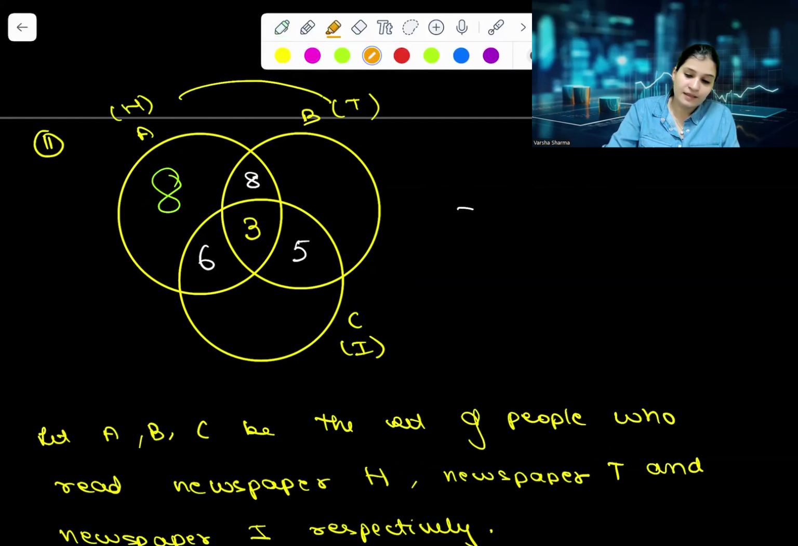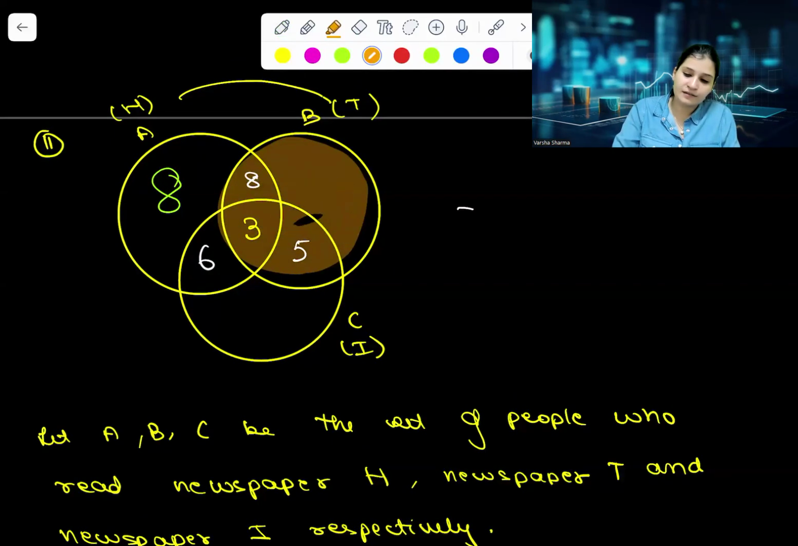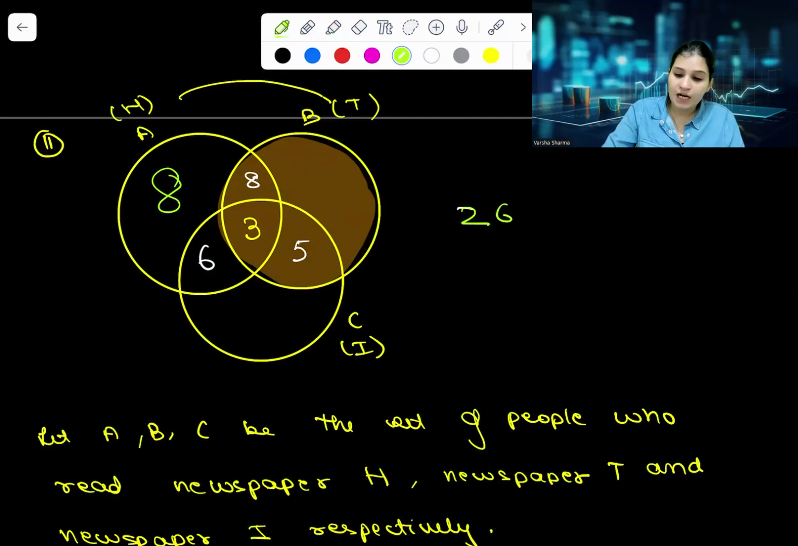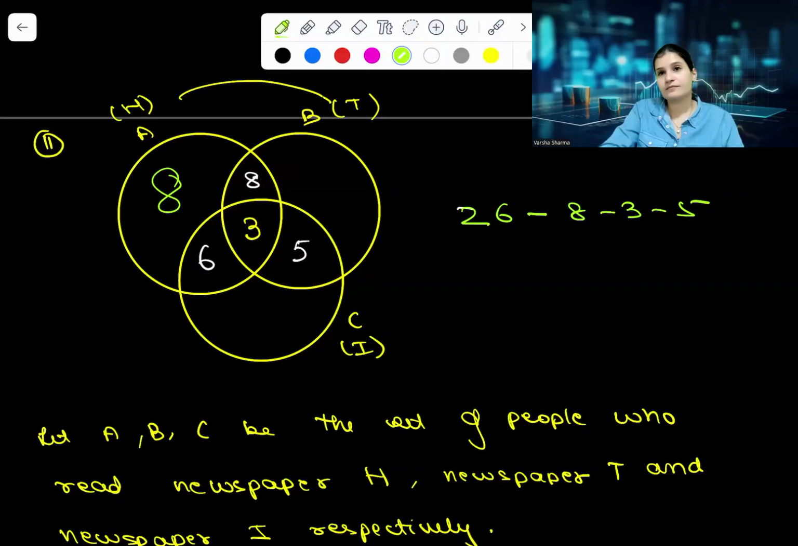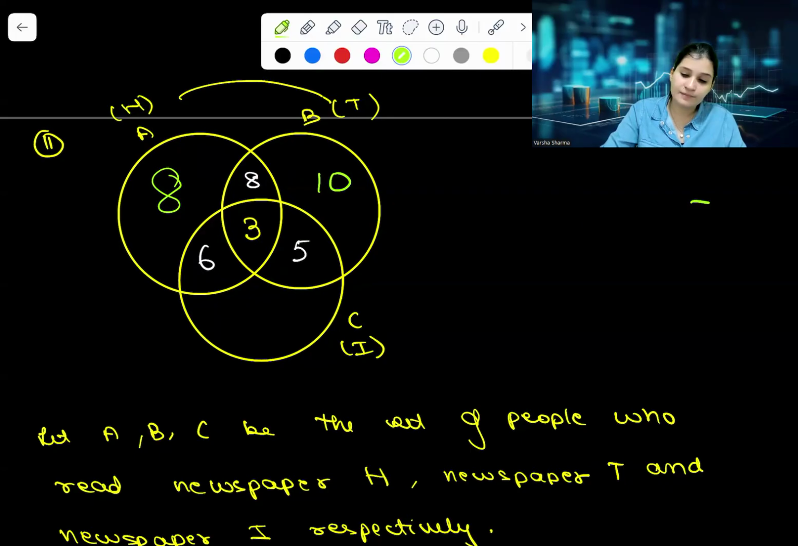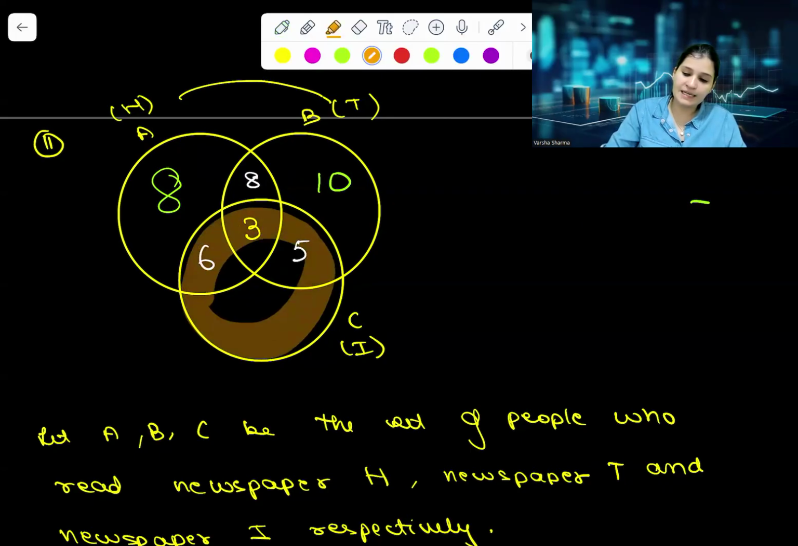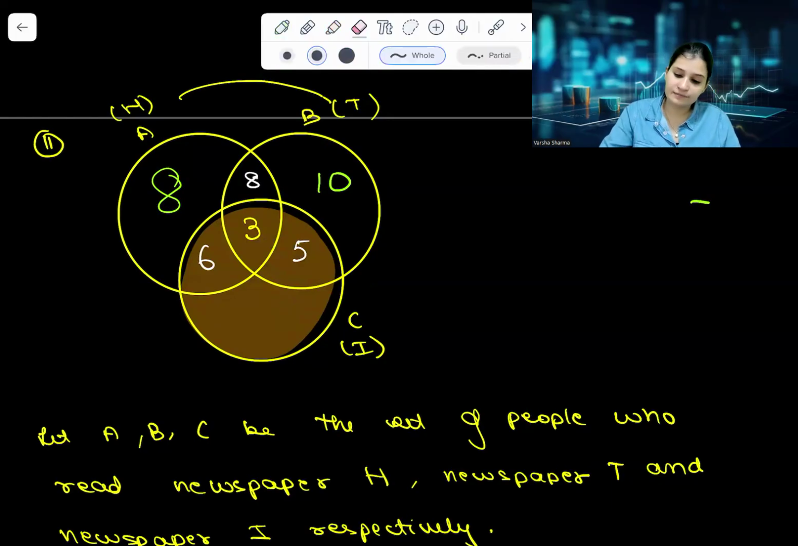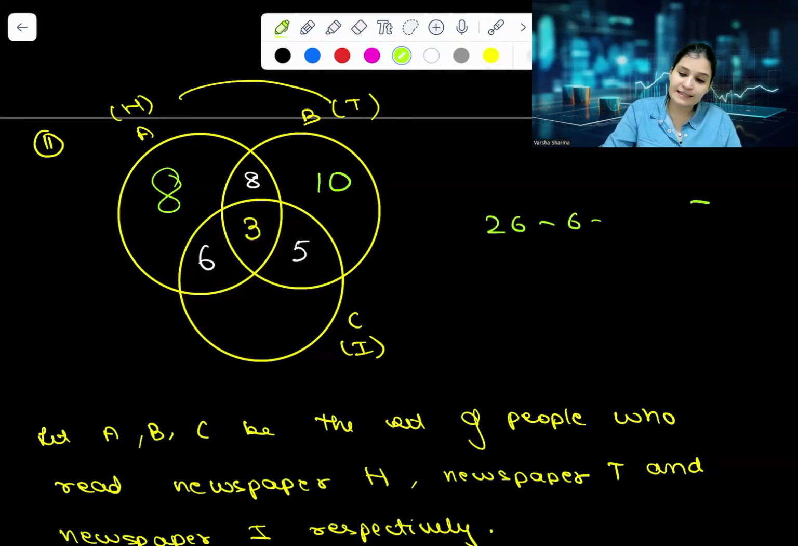Then newspaper T. How many read newspaper T? 26. Out of 26, 8, 3 and 5 are already sitting. How many left? 10. Then comes newspaper I. How many read newspaper I? 26. Out of 26, 6, 3 and 5 are already written. How many left? 12. Done?